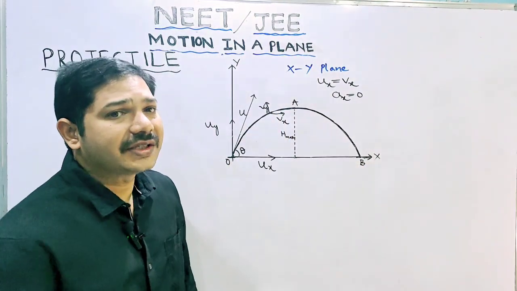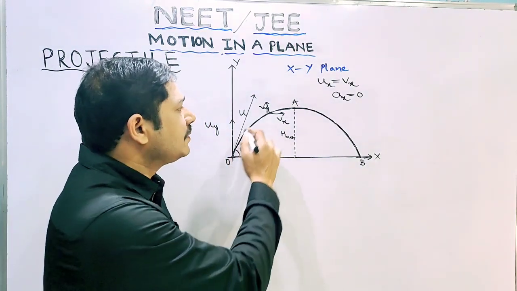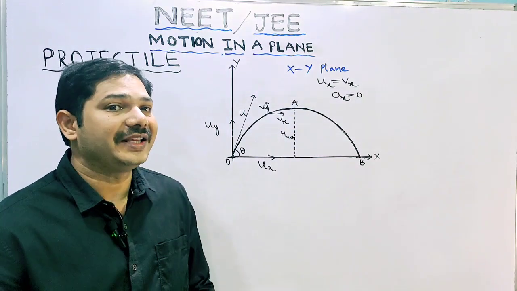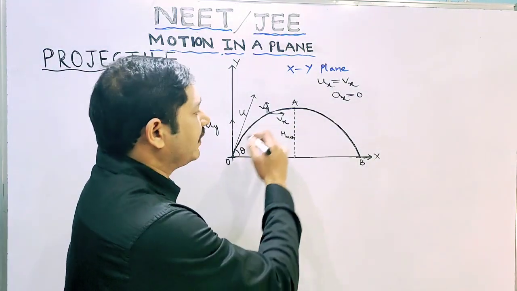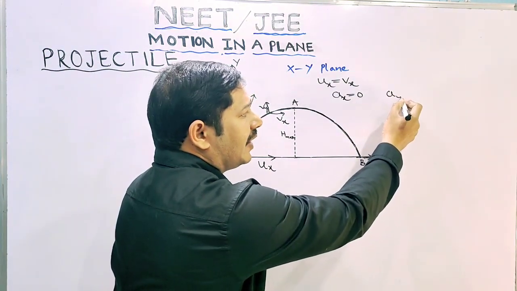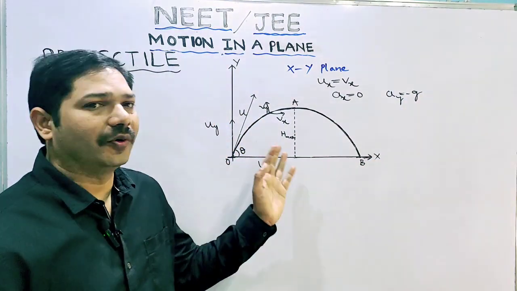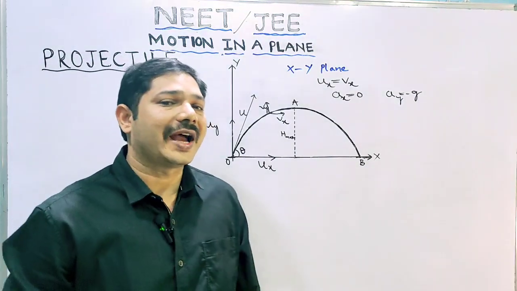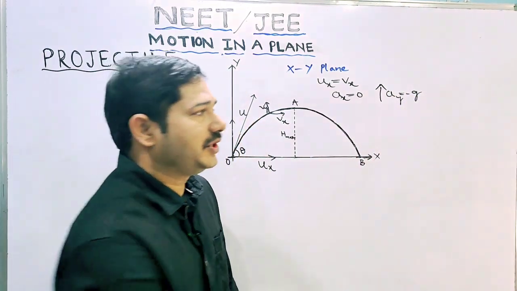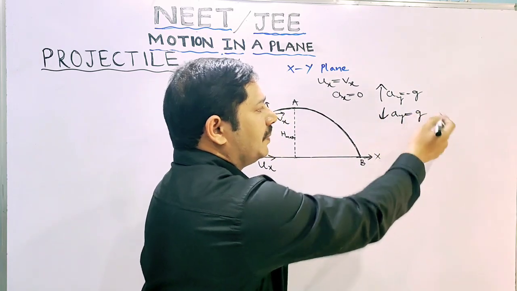Only the vertical velocity changes. Why? Due to acceleration due to gravity. When the body is moving upward, the body is moving against gravity, so in vertical motion the acceleration ay is minus g while going up. While coming downward, ay is plus g. Simply I am writing g.